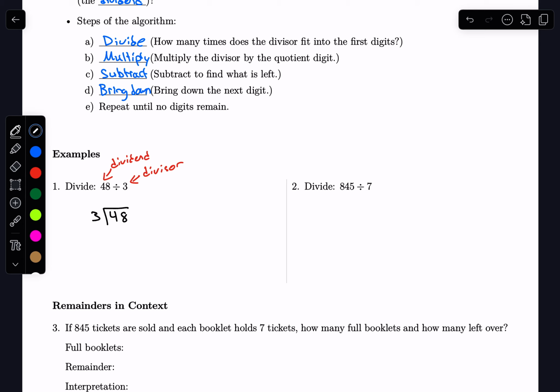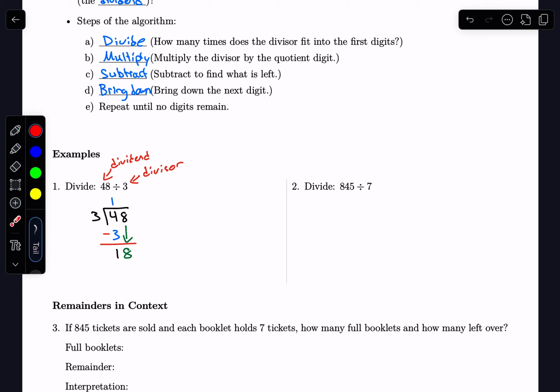All right, so now step 1 is divide. We want to know how many times 3 goes into this first digit, which is 4. 3 goes into 4 one time. So I'm going to write a 1 up above. Then step 2 is to multiply. I'm going to multiply what I just wrote, that 1, by the divisor. So I'm multiplying 1 by 3. When I do that, I get 3. And what you do then is you subtract: 4 minus 3 in this case gives me 1. Then I bring down the next digit, which is this 8. It drops down to right here. And then we repeat the process.